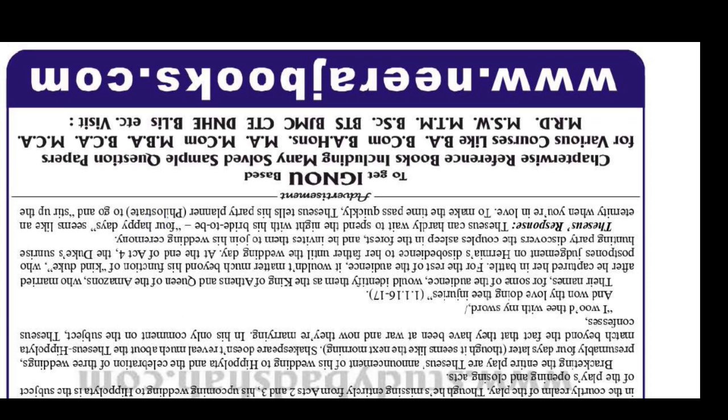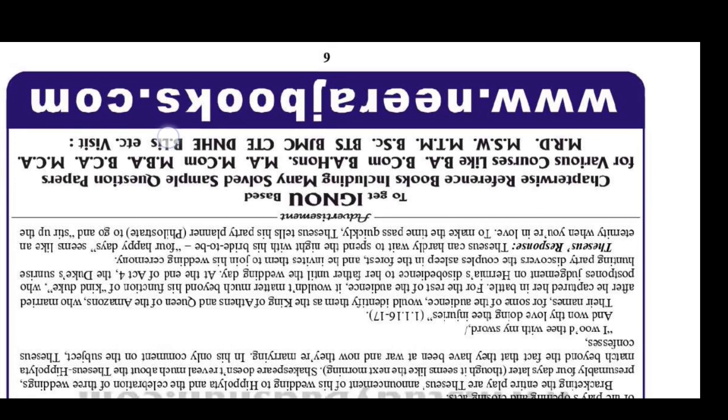Theseus' announcement of his marriage. Theseus is the Duke of Athens and consequently the most powerful character in the courtly realm of the play, though he is missing entirely from Acts 2 and 3. His upcoming wedding to Hippolyta is the subject of the play's opening and closing acts.